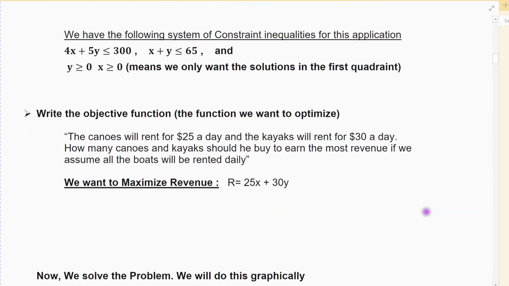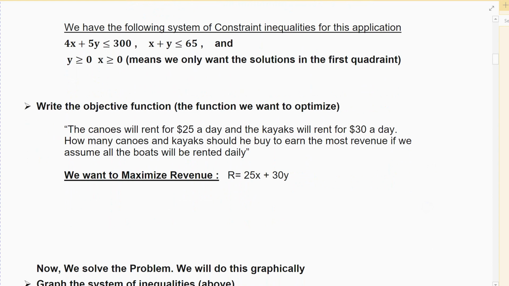All right, so we have the following system of what we call constraint inequalities. Constraint means this is what's limiting us, right? We're not allowed to go beyond these values, so they're a limit to us for this application. We've got our first equation, which represents the budget. The 4x plus 5y less than or equal to 300 is the budget equation. The x plus y less than or equal to 65 is the total number of boats that we can have or fewer. And then the last two are our implied inequalities because we can only have positive numbers. Again, that means first quadrant when I go to graph. So that's the inequality system.